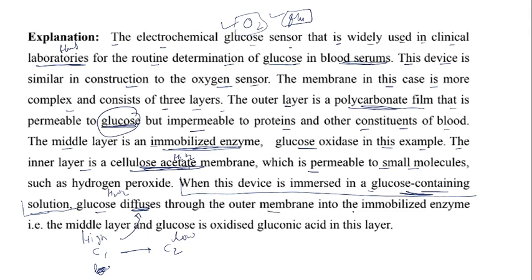It moves through the outer membrane into the immobilized enzyme, that is the middle layer, and glucose is oxidized to gluconic acid in this layer, and it will also produce hydrogen peroxide. So this is all about the explanation and answer of this question.